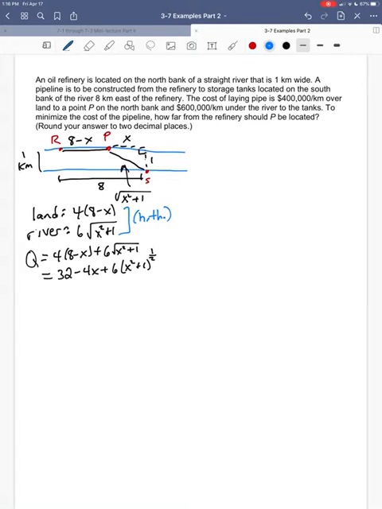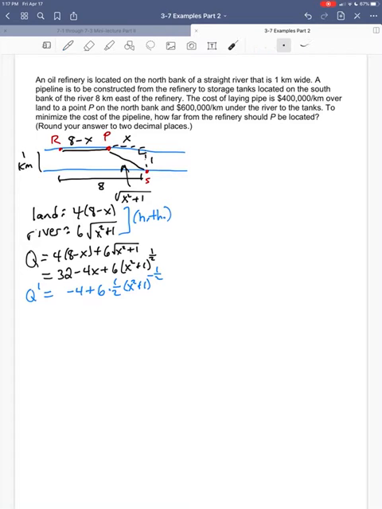If I want to minimize or maximize this, I'm going to have to find the critical numbers, which means I'm going to have to find where Q prime is either equal to 0 or undefined. So I'm going to have to take Q prime. Well, the derivative of 32 is 0. The derivative of negative 4x is negative 4. For this next part, the 6 goes along for the ride, but I'm going to have to bring the 1/2 down in front. So times 1/2, then I get x squared plus 1, and I'm going to have to subtract 1 from this exponent. So a half minus 1, that would be a half minus 2 over 2, so that'll be negative 1/2.